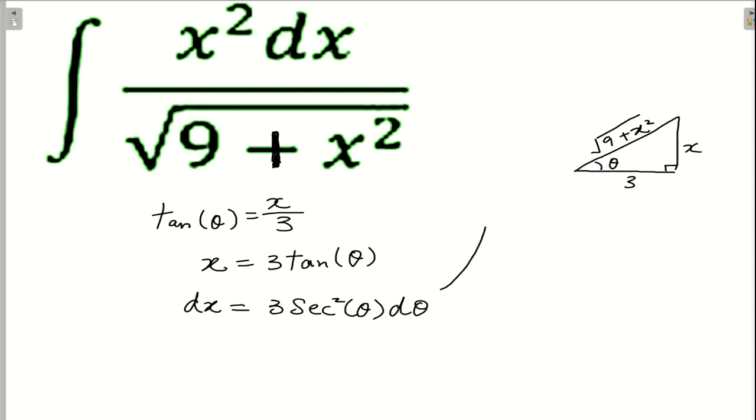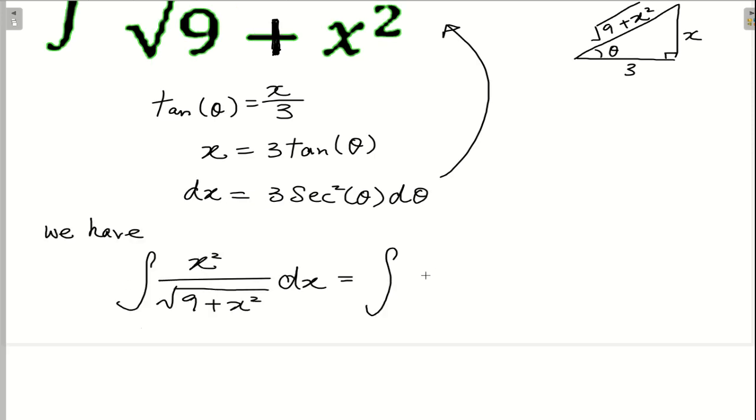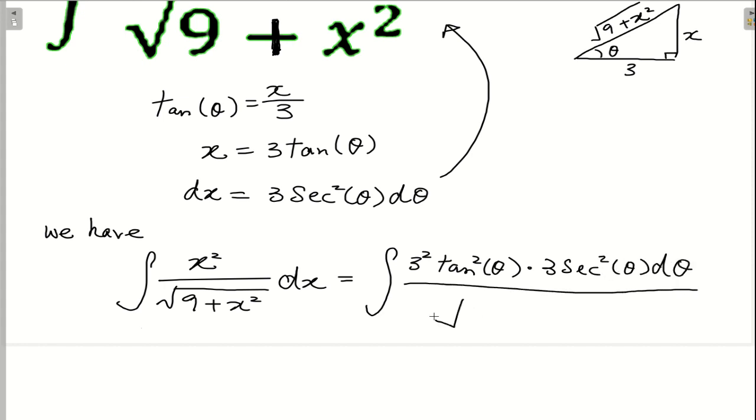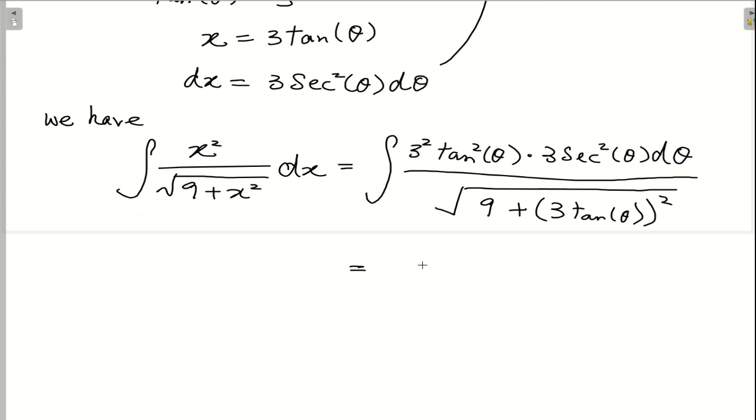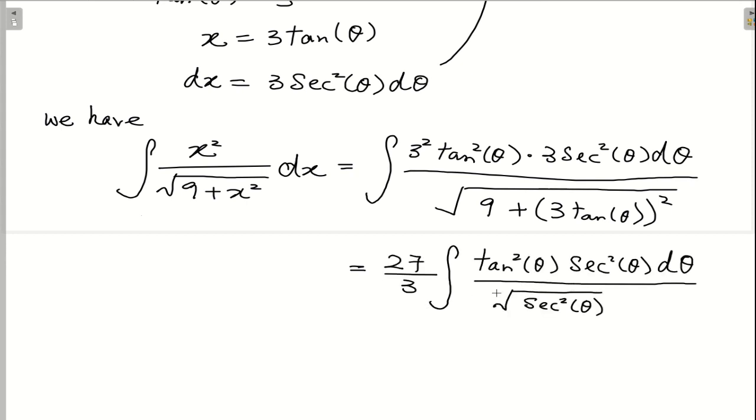We substitute here into this integration. Then we have x squared is equal to 9 tangent squared theta, and dx is equal to 3 secant squared theta d theta, over the square root of 9 plus 9 tangent squared theta. So it's equal to 27 over 3 times the integration of tangent squared theta secant squared theta d theta over the square root of secant squared theta.